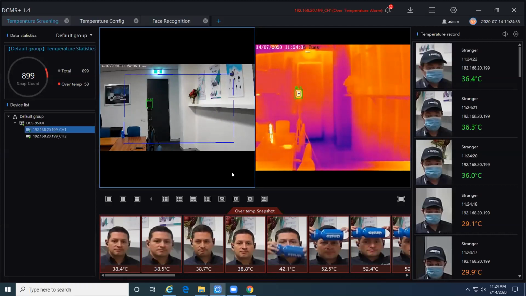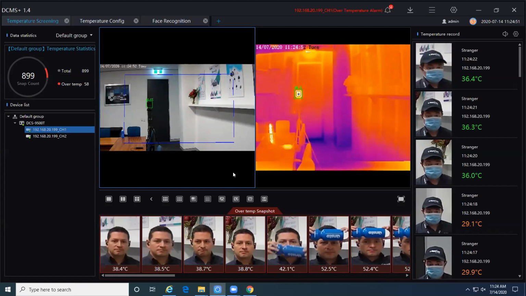So let me show you how the system is set up. As we mentioned, it can be a temporary or a permanent setup. Even if the setup is temporary, the configuration of the system takes about 5 minutes or so.